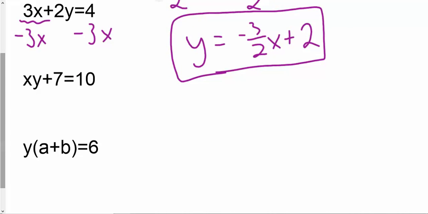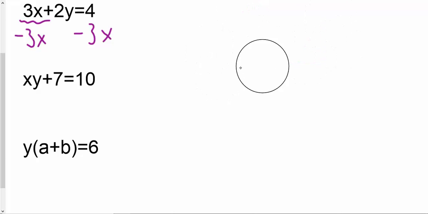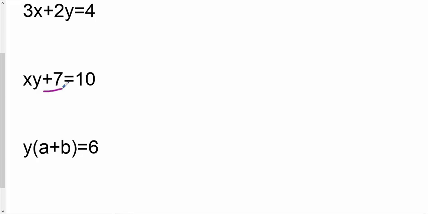For the second one, now we have a multiplying by a variable. That's okay. We still want to kind of get rid of the 7 first. So because it's adding 7, we're going to subtract 7 from both sides. That gets us xy is equal to 3.